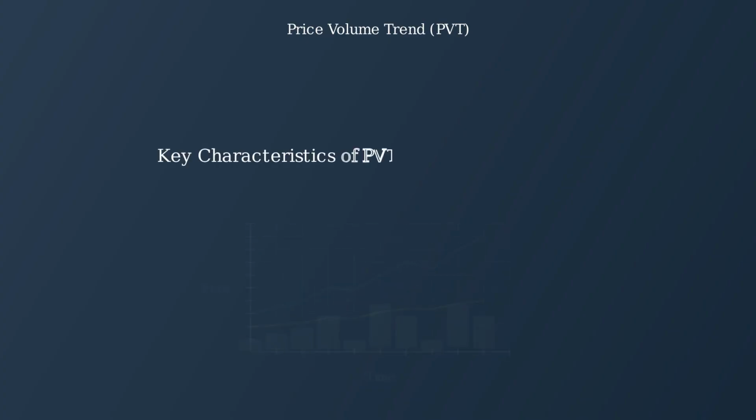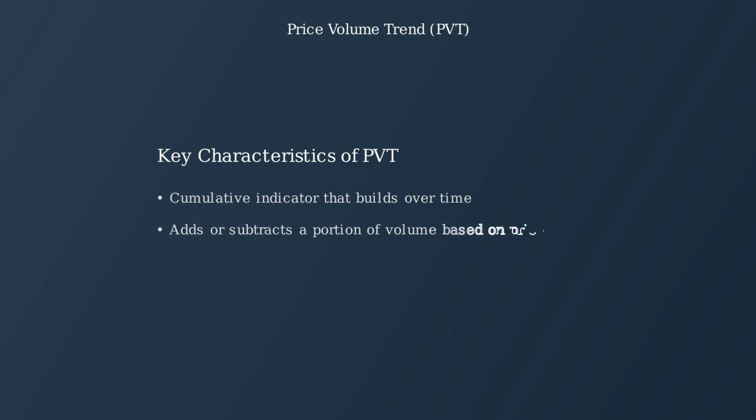Let's look at the key characteristics that make PVT a valuable tool for technical analysts. First, PVT is a cumulative indicator that builds over time, similar to on-balance volume, but with a more refined approach. Second, rather than adding or subtracting the full volume like some indicators, PVT adds or subtracts only a portion of the current volume based on the percentage price change from the previous period. Third, this approach helps traders identify whether price movements have genuine volume support, filtering out market noise.